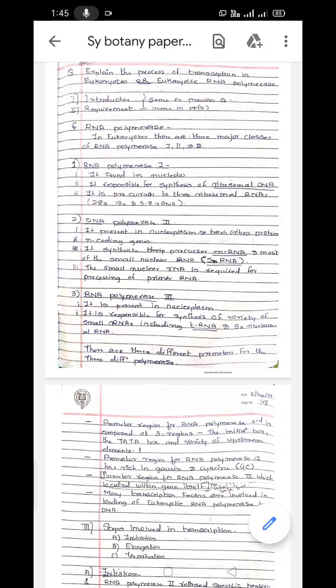Hello students. Today we discuss the next question, that is, explain the process of transcription in eukaryotes, or the eukaryotic RNA polymerases. So the introduction and requirements are the same that we have already discussed about the transcription in prokaryotes.